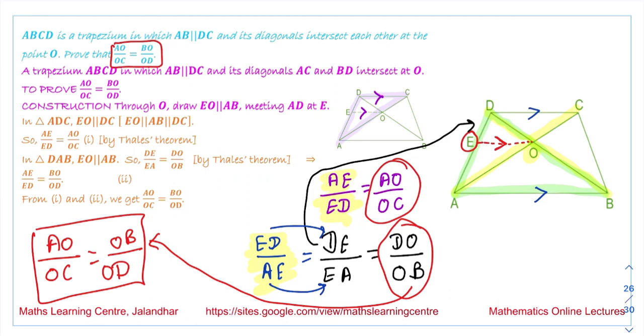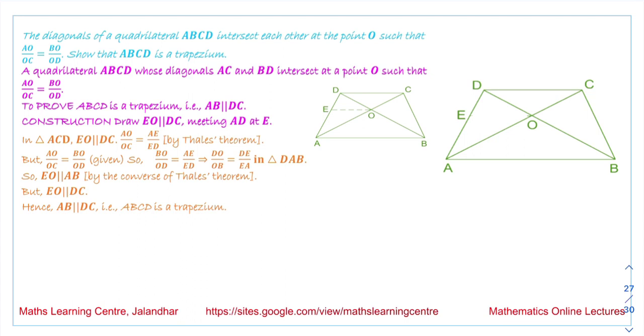Now in the next question, the diagonals of a quadrilateral ABCD are given to intersect each other at the point O. So this quadrilateral is given to us, and these are its diagonals, this AC and this BD. They are intersecting at point O, and it is given that AO over OC is equal to BO over OD. To prove this, we do a construction: we draw a line OE parallel to DC. This E is the point where it intersects AD.